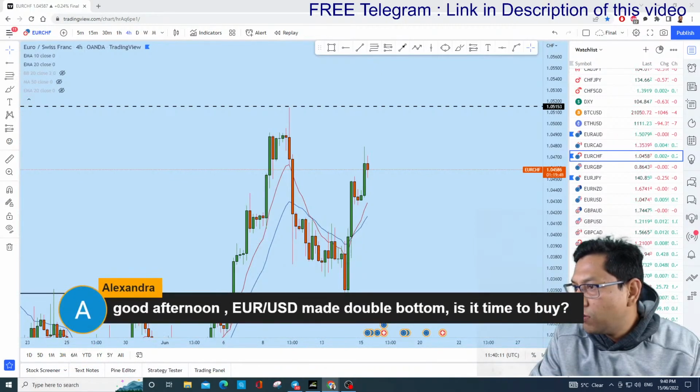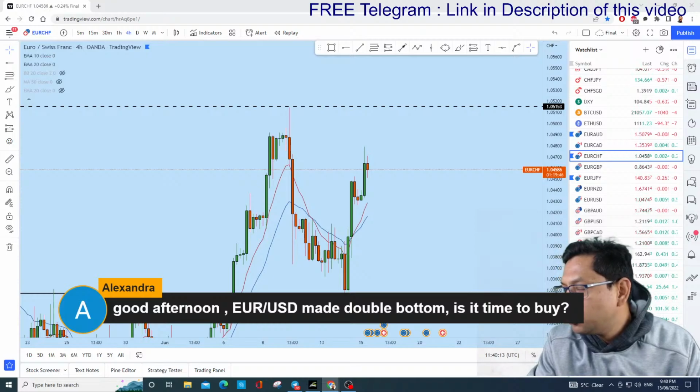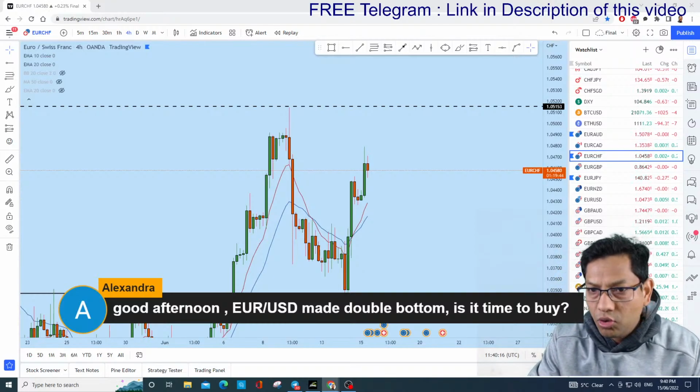Euro dollar made a double bottom, is it time to buy? We'll look at it. Euro dollar first, let me see what's happening with euro. What other pairs, we'll look at all of them one by one.